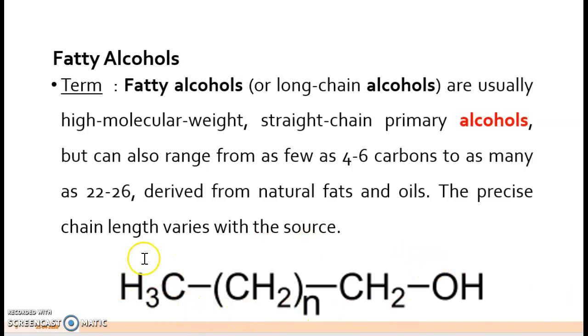You can see here the number of carbon atoms is n, depending on the total number of carbons. And it is also a straight chain, saturated, with the alcohol functional group OH at the end of the chain.